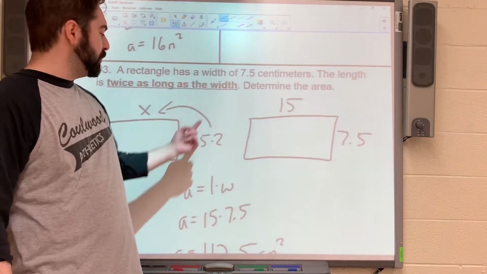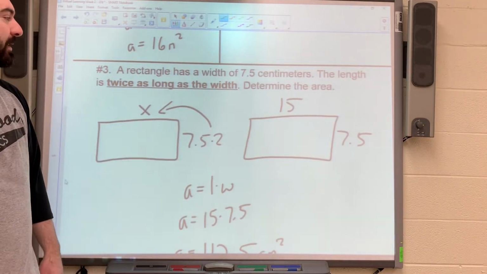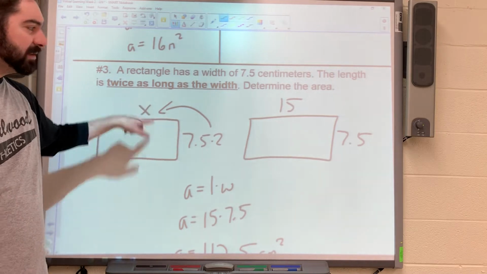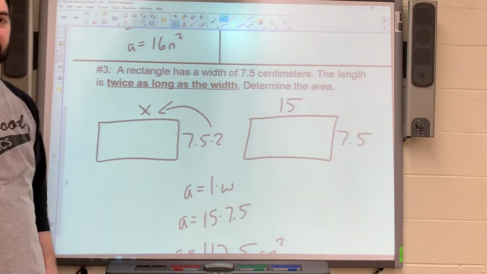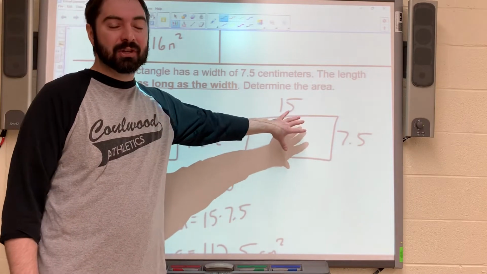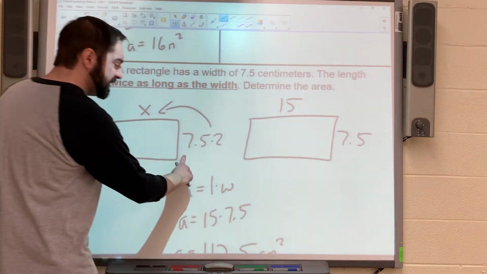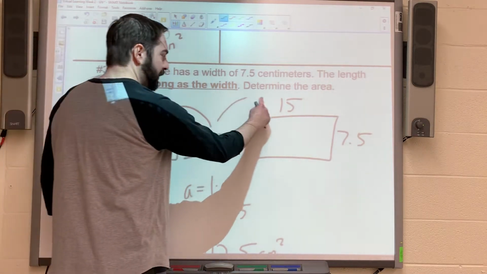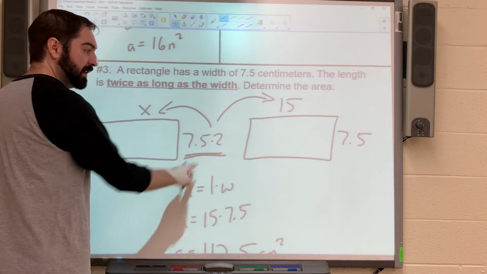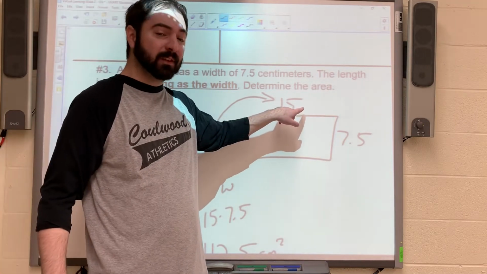A rectangle has a width of 7.5. The length is twice as long as the width, and we need the area. So I wrote my area formula. I drew a picture of what they gave me. I then took that information. It said twice the width is the length. So I multiplied 7.5 times 2 to find that the length was 15.